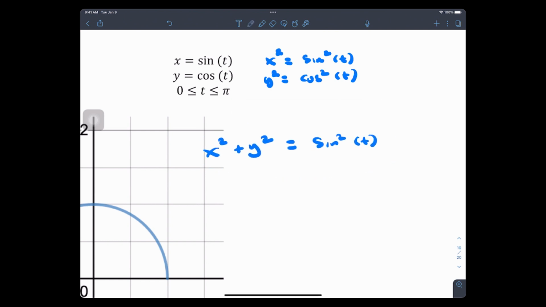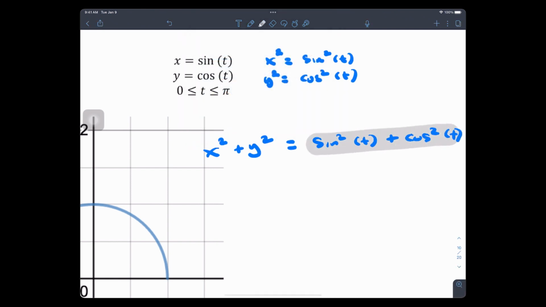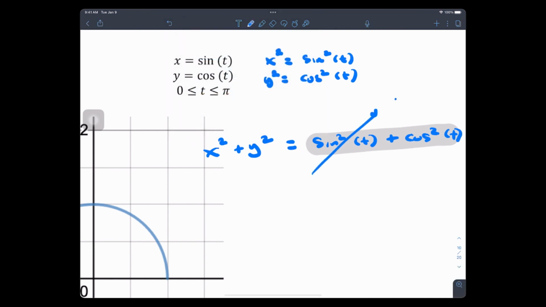Let me do that. Do you guys know what the right-hand side equals? What does that right-hand side equal? 1. How do you guys know sine squared t plus cosine squared t is 1? Pythagorean identity. It's a Pythagorean identity.